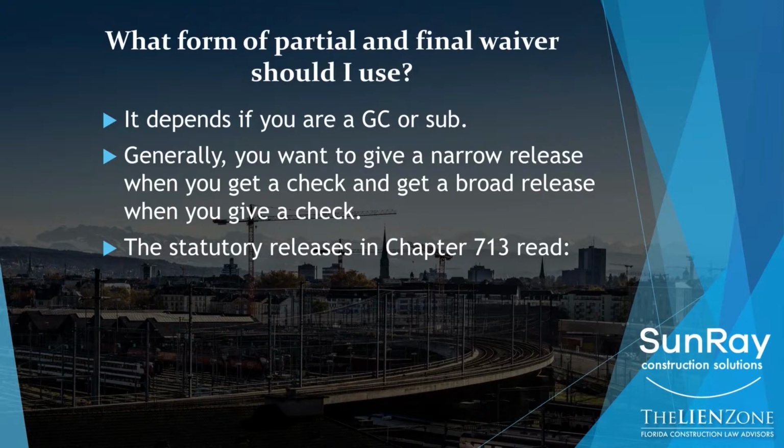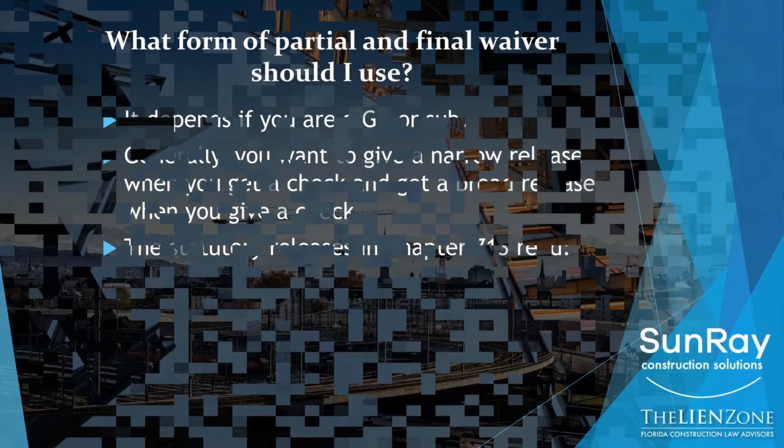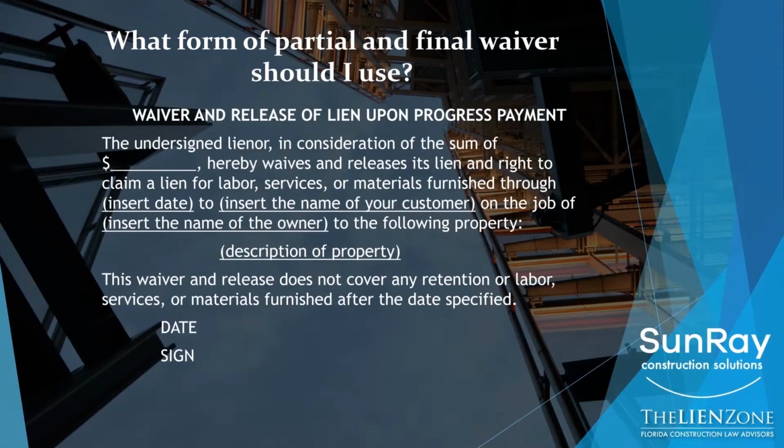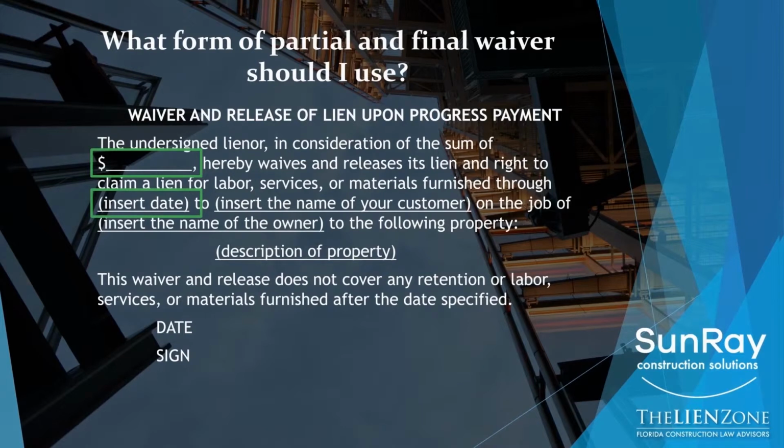So let's take a look at the basic form of release. That is the release that's found in Florida Statute Chapter 713. This is a basic release form that's found in the statute. This is a progress payment release form. Let's run through some of its component parts. Number 1 is the amount of money that you're getting. So here you would put in $8,000, $50,000, $500,000. Next is going to be the through date. What is the release date that you are giving up your rights through?